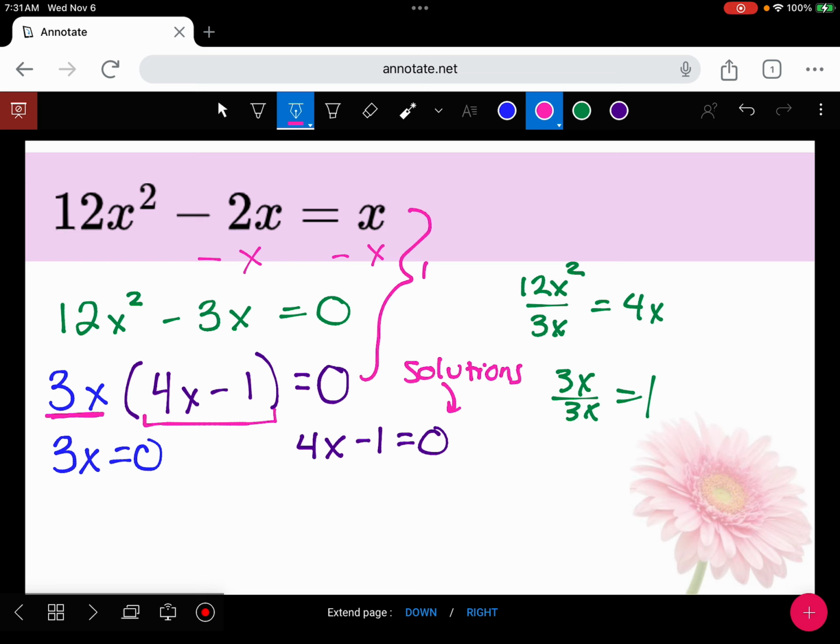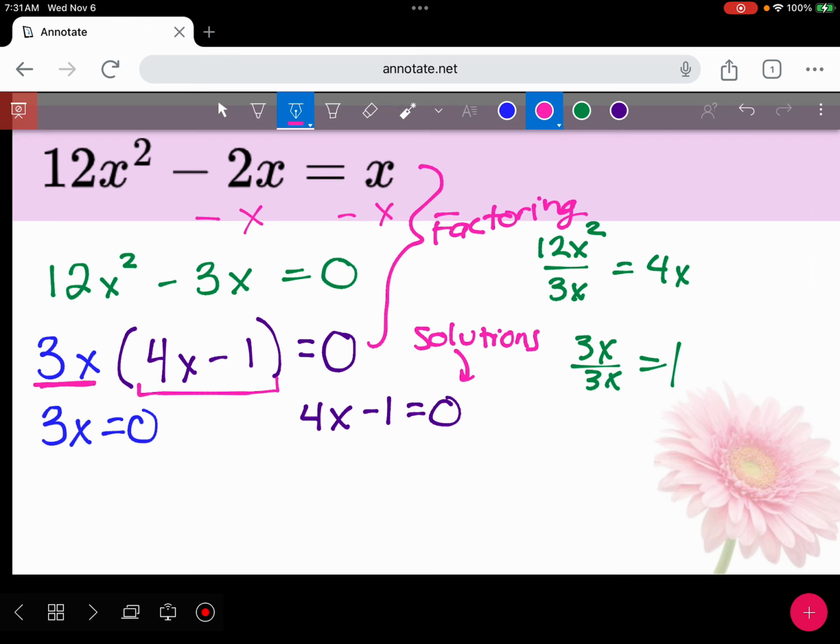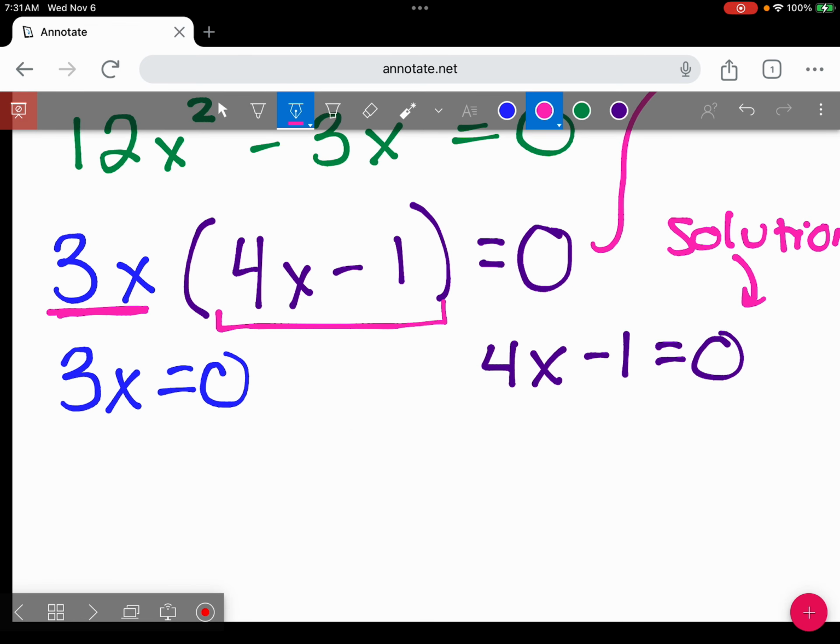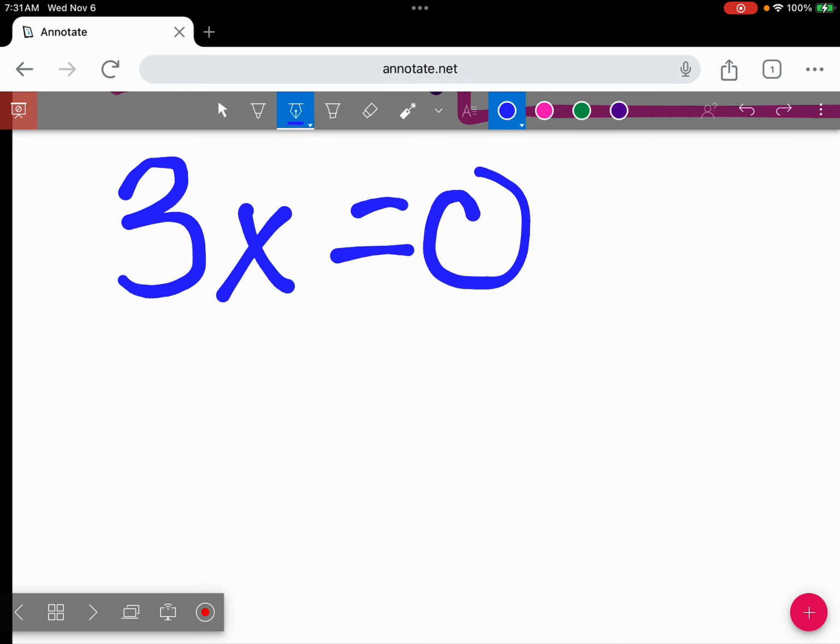This was the factoring steps. So that's what we did yesterday. The bottom part is the new part for today, finding our solutions. So we set them equal to 0, and then we're going to solve it. We want to get to an x equals. So on my left one, on my blue one here, what do I do to get this x by itself? Divide by 3. If I divide both sides by 3, what do we get?